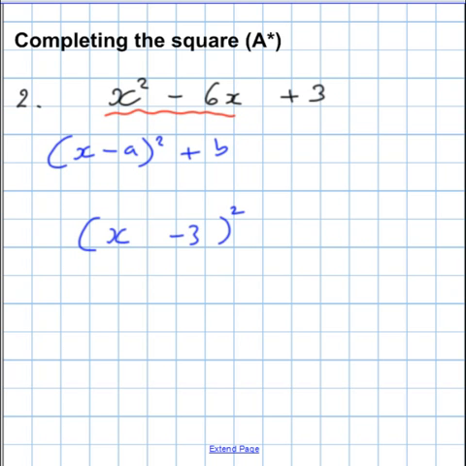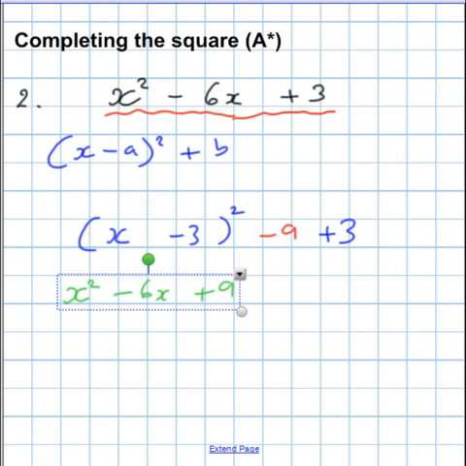Because when I expand that bracket, I would get x squared, I'd get minus 6x, I'd also get plus 9. I don't want that plus 9, so I take it away. However, I want my full expression to be x squared minus 6x plus 3, so I add 3 to that. Now all I do is simplify the right hand side. I get (x minus 3) all squared minus 6.